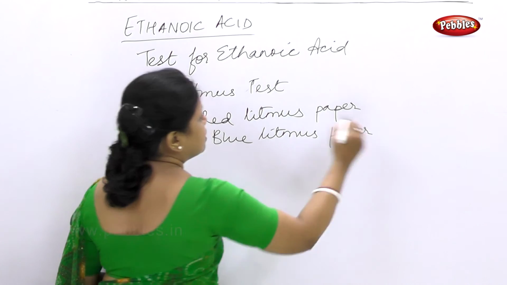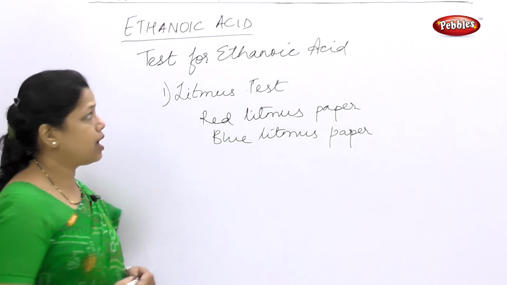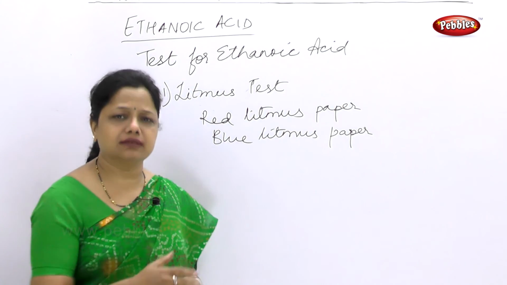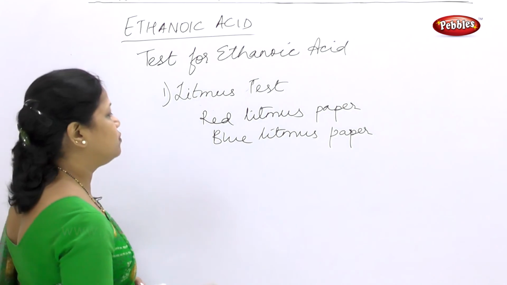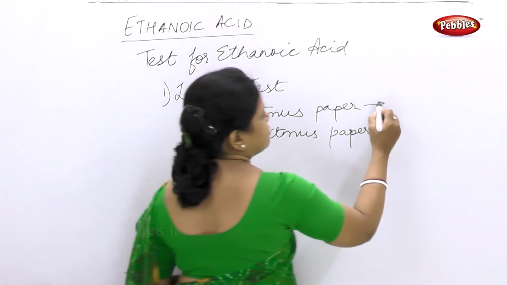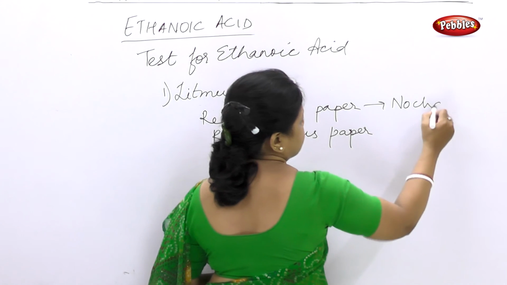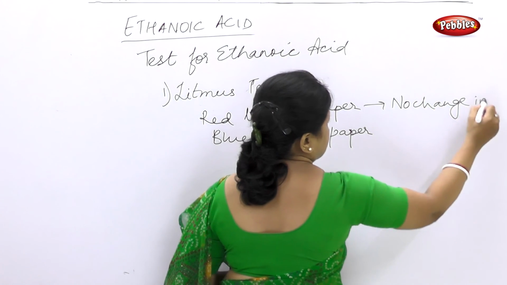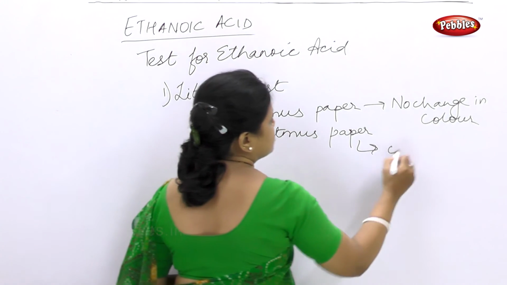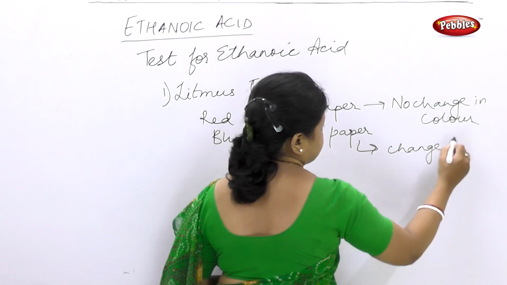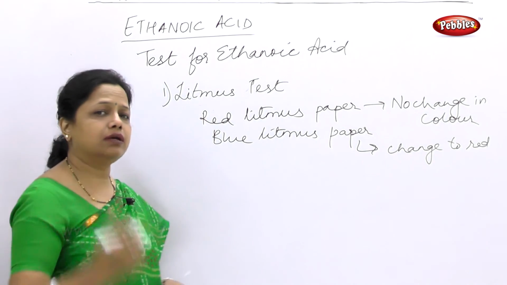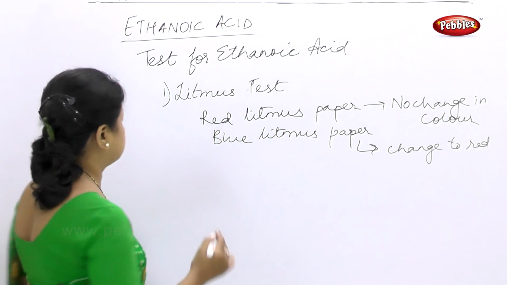Where will I see a change in color? Now, ethanoic acid, as I said, is an acid. It's a mild acid. That means an acid always turns blue litmus paper to red. So, in this case, there will be no change in color. And here, the blue color will change to red. This is one of the ways to test whether the solution is acetic acid or not.